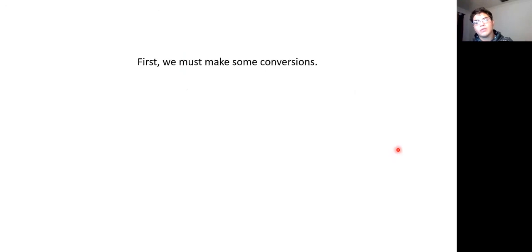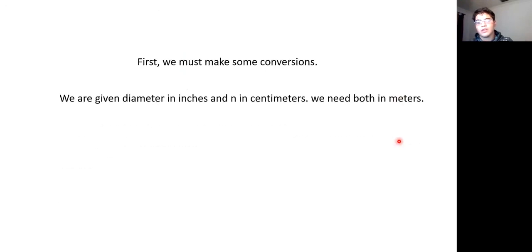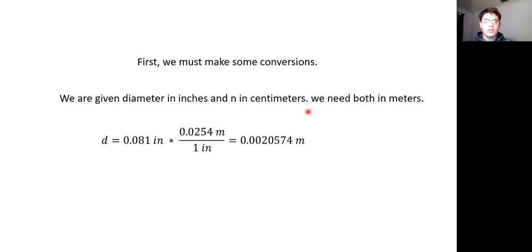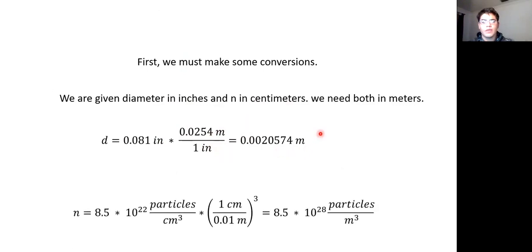But first, we must make some conversions. They gave us the diameter in inches and N in centimeters. We're going to need both of these in meters so we could have a completely uniform measurement in what we're about to calculate. So we're going to convert inches into meters using this simple conversion, 0.0254 meters in 1 inch. And then we're going to get this value. This is the same value for the diameter, just in meters instead of inches.